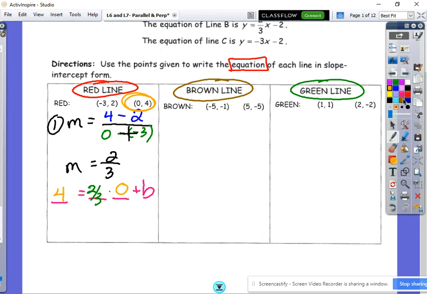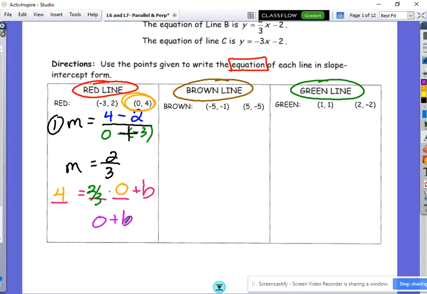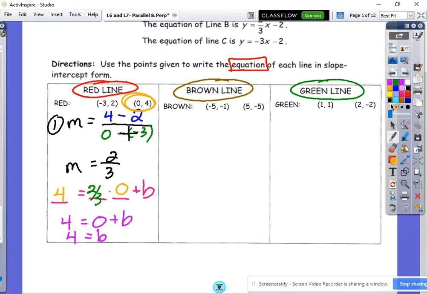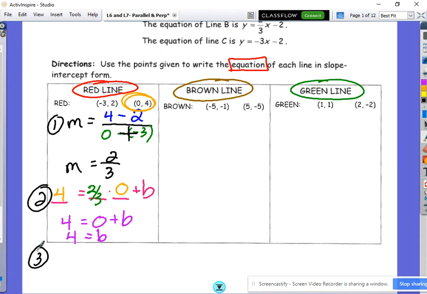Let's go ahead and simplify. If we simplify this out, 0 times 2/3, that's really easy. That just gives me 0. So it's 0 plus b equals 4, which really just means that b equals 4. So now that we've got our m and our b, that was the second step of our process. We have to remember to write out our final answer as the equation itself, which in this case is going to be y equals our slope, which is 2/3, times x plus our b value, 4. So there's our equation for the red line. y equals 2/3 x plus 4.